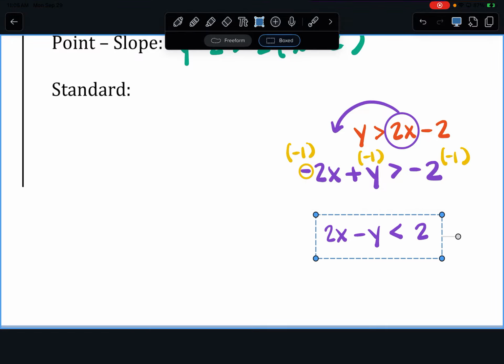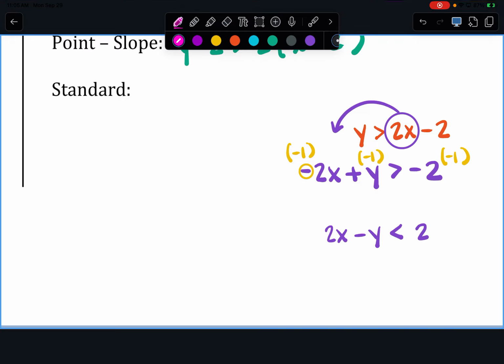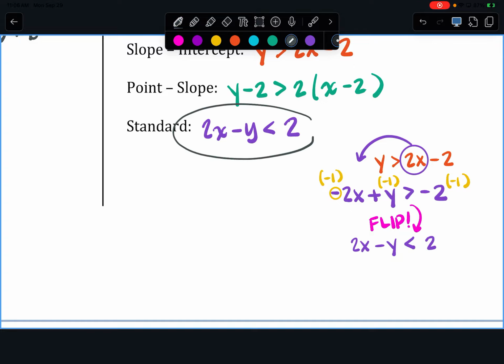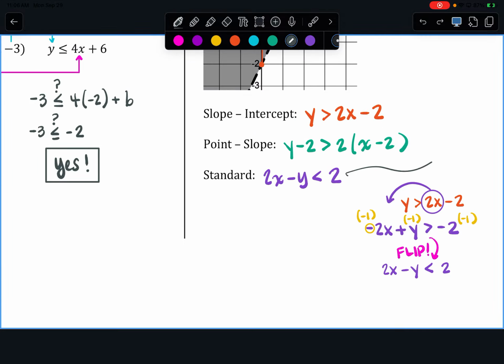Let me scooch that down. All right? That inequality symbol has got to flip around because we multiplied by a -1. Or if you divided by -1, it doesn't matter. Either way, it changes the truth value, so we need to flip that around. So our final standard form is the 2x minus y is less than 2. And if you want to check yourself, right, you can always take this standard form and you can convert it back into y equals mx plus b form and see if you get that guy. All right.